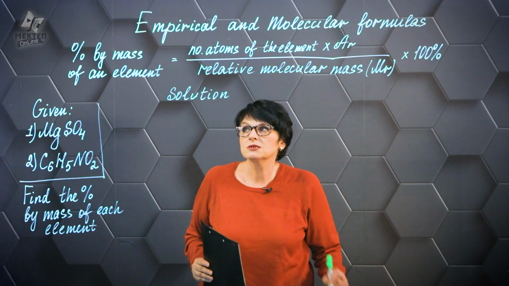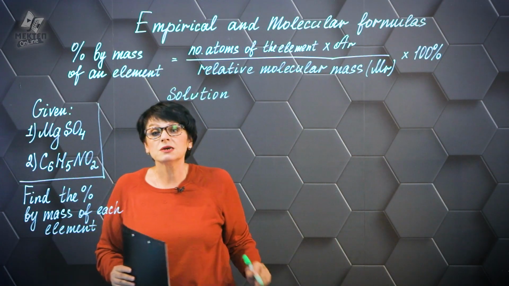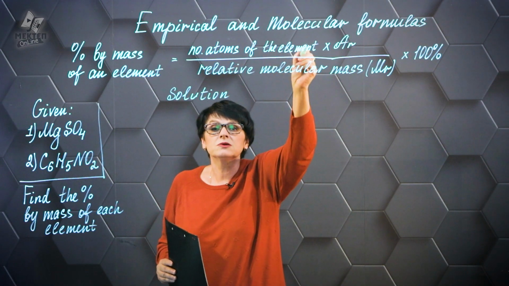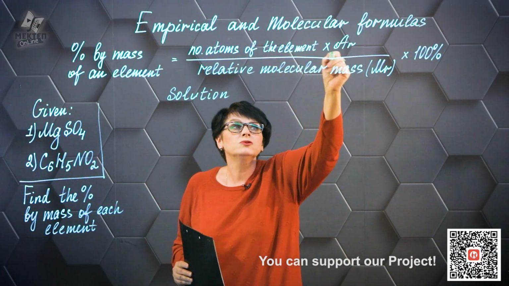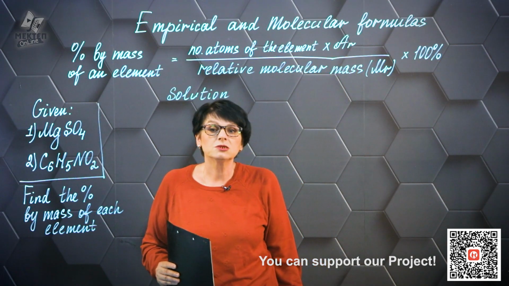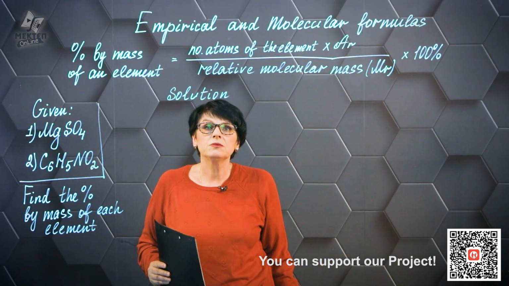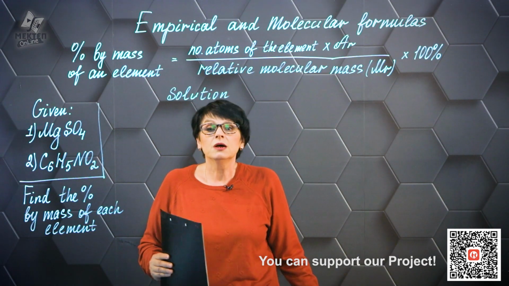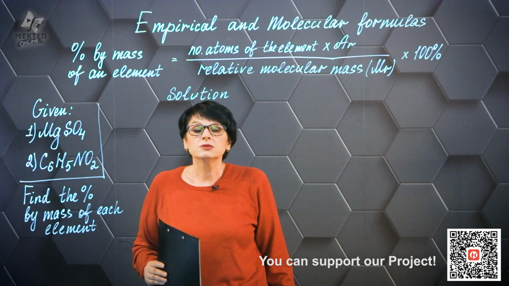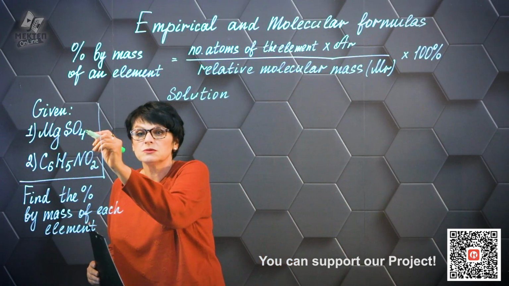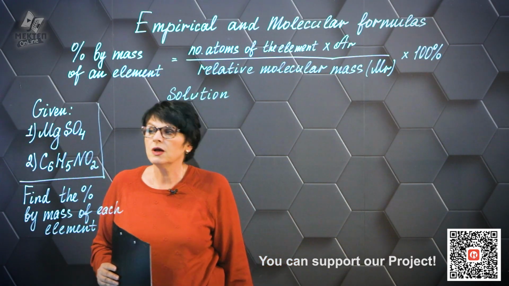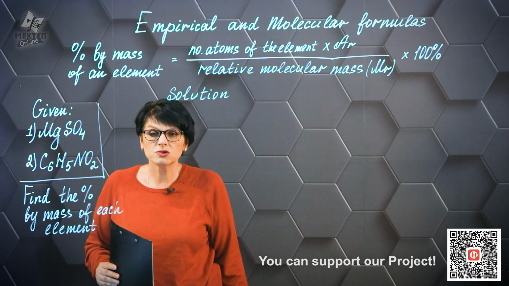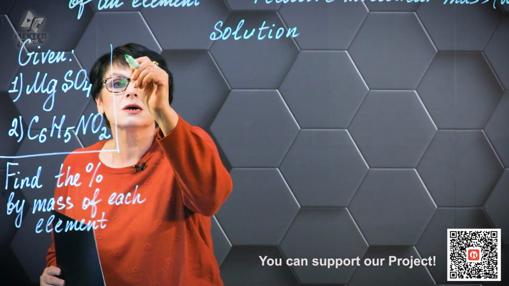What is percentage composition? Here, I have specifically shown what it is. This is the ratio of the number of atoms of each chemical element in the formula, multiplied by its relative atomic mass of the given element and related to the relative molecular mass expressed as a percentage. How do they solve such problems? Let's try to do this for two examples. The first example is magnesium sulfate, and the second example is the organic compound nitrobenzene.